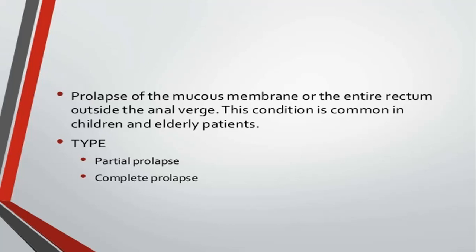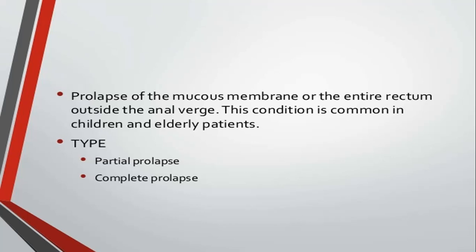So if only the mucous membrane shows up from the anal verge, it is called partial prolapse. But if the entire rectum comes outside of the anal verge, this is called complete prolapse. This condition is common in children and elderly patients. The elderly are those more than 50 or 60 years old, and children, mostly younger children.